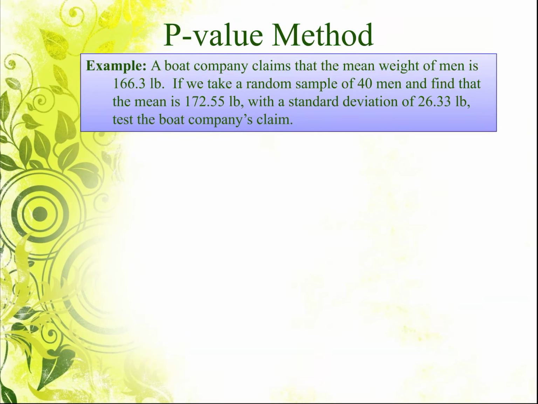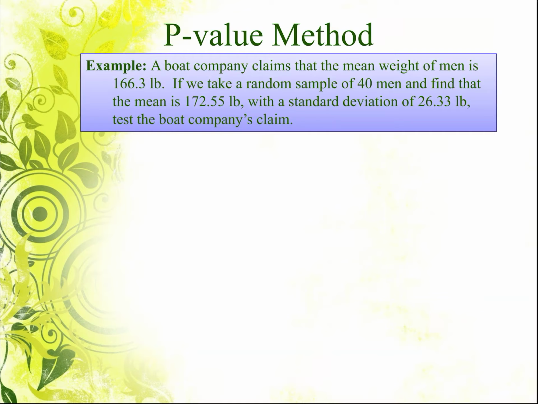Okay, let's do a p-value method. So, for example, a boat company claims that the mean weight of men is 166.3 pounds. If we take a random sample of 40 men and find that the mean of that sample is 172.55 pounds, with a standard deviation of 26.33 pounds, test the boat company's claim.